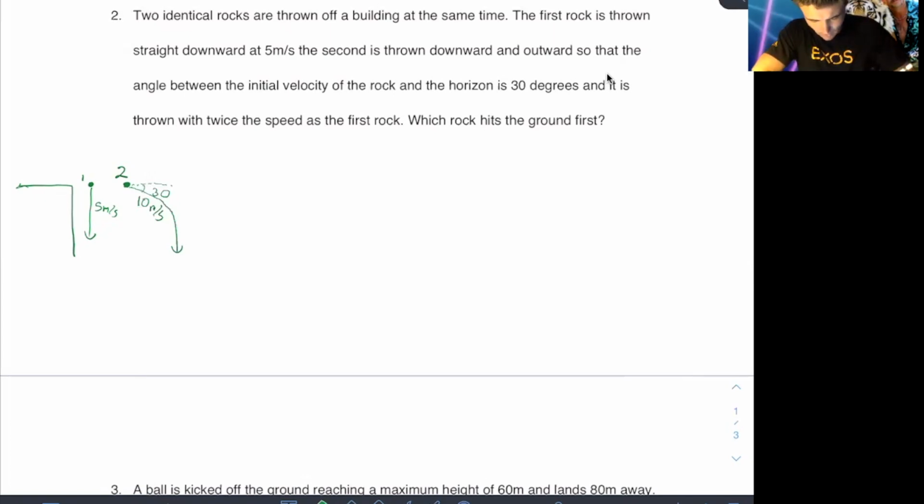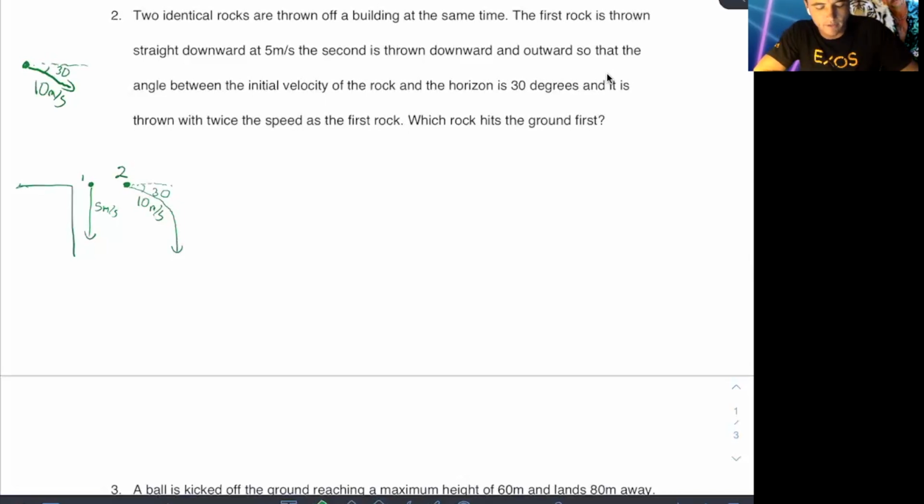Okay, so let's dissect this. So just to blow it up over here, we got a rock, right? It's thrown downward at 10 meters per second, okay? Again, horizontal, 30.